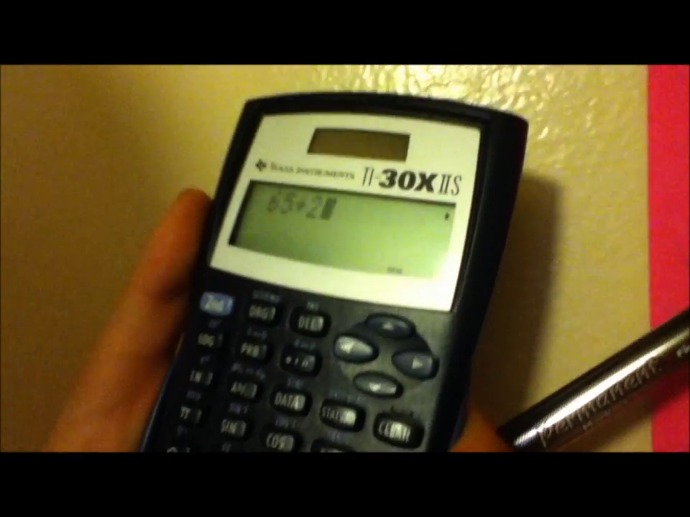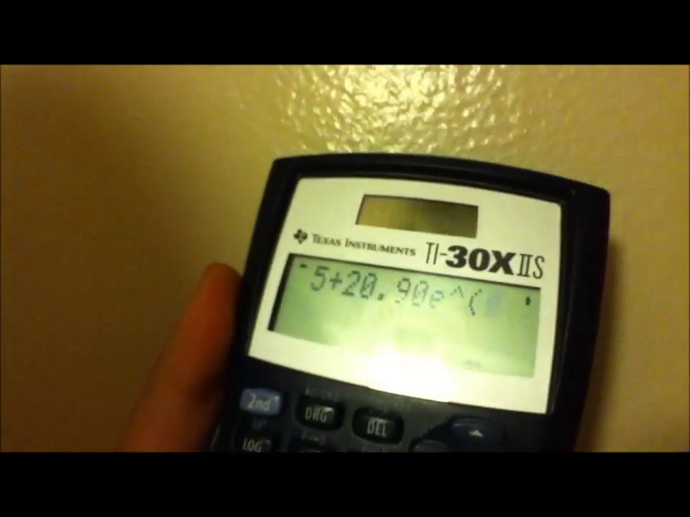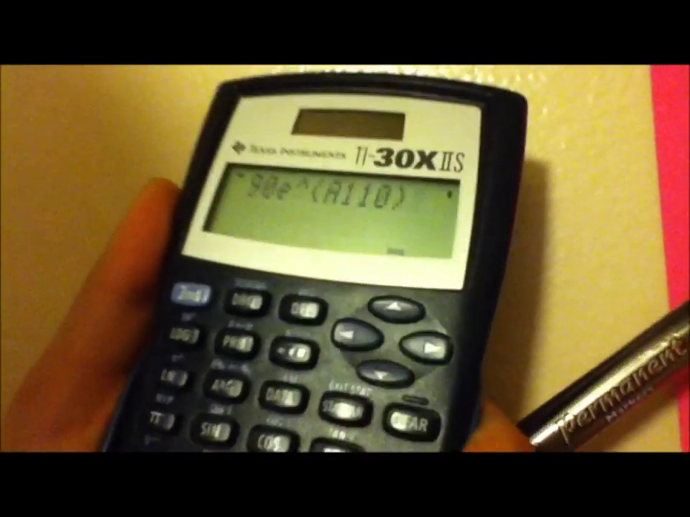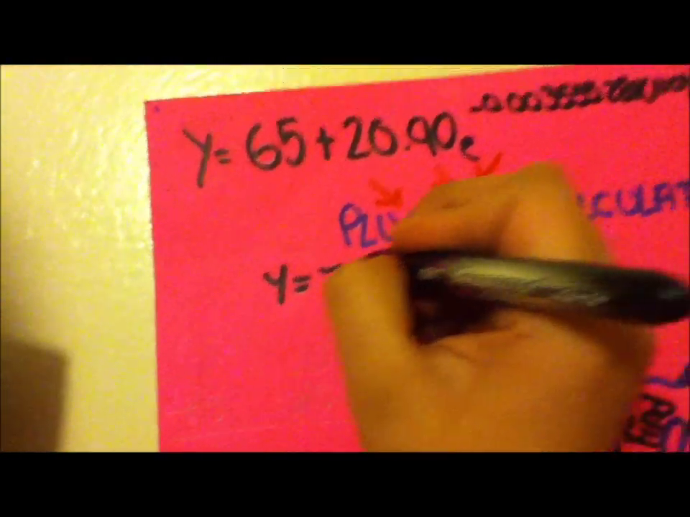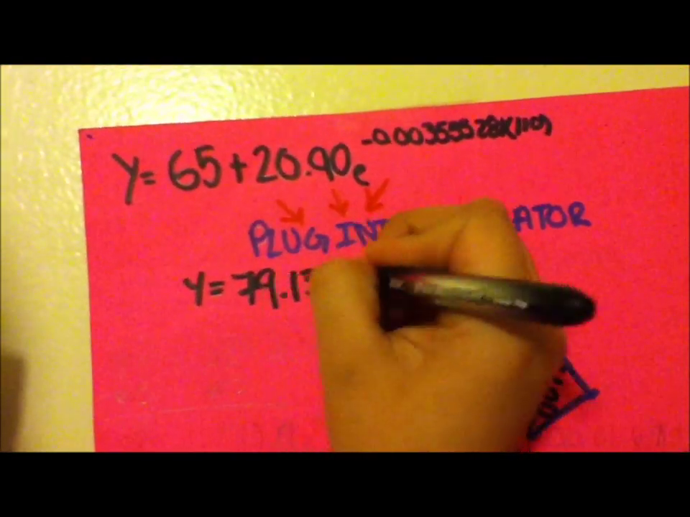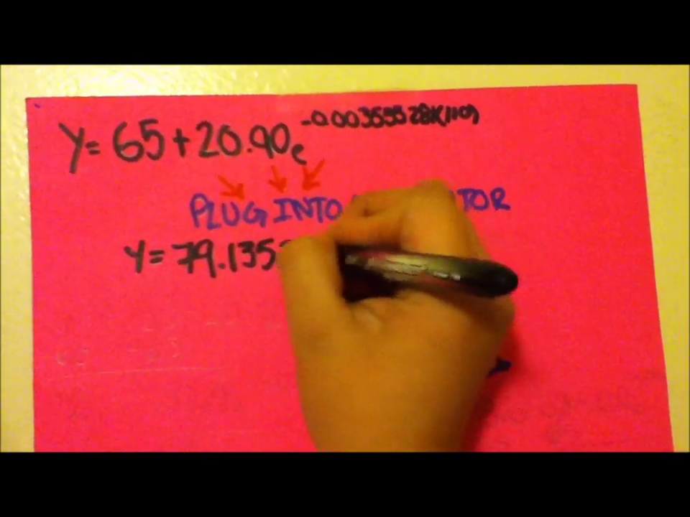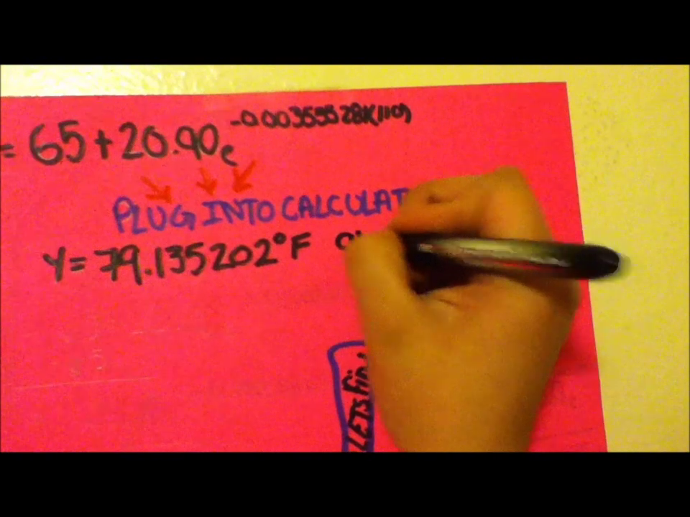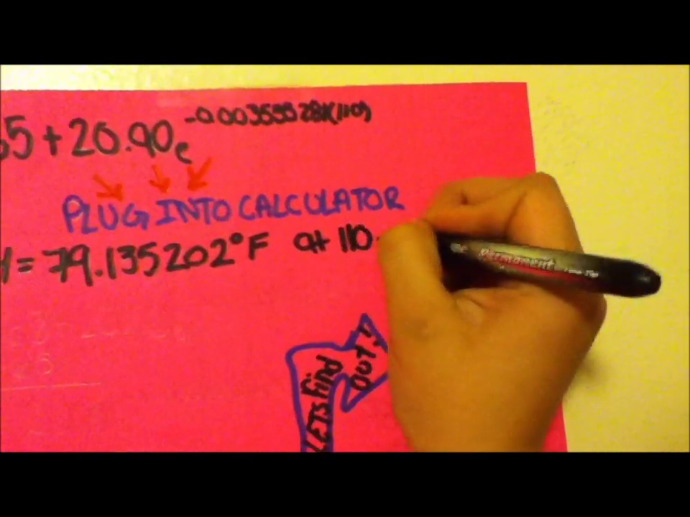65 plus 20.90, second e, memory A, which is our K, times 110, equals 79.1352202 degrees Fahrenheit at 110 minutes.